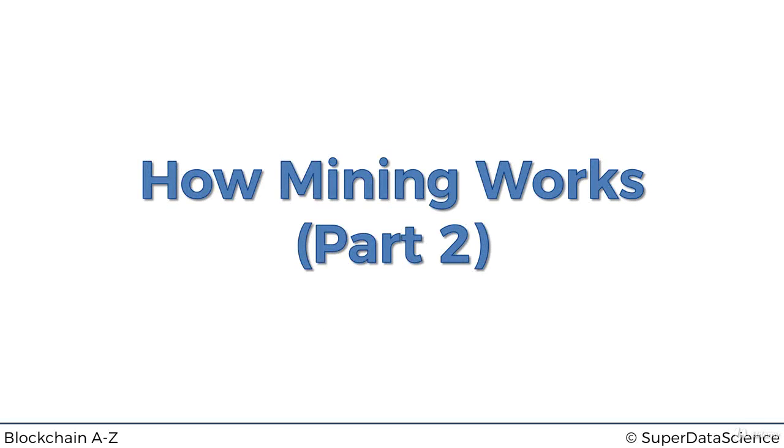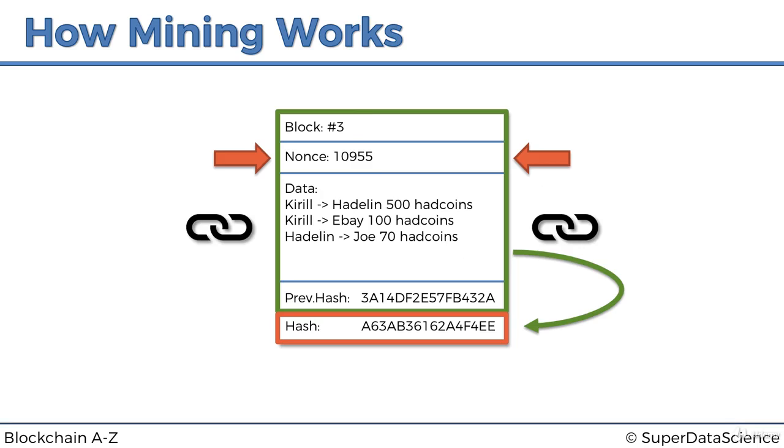Right, part 2, how mining works. Let's have a look. So we left off last time over here where we have this block, and we now know that we can control, or we can vary the hash of the block by varying the nonce, the number, the extra field that we identified. Okay, so how does this tie in with mining?